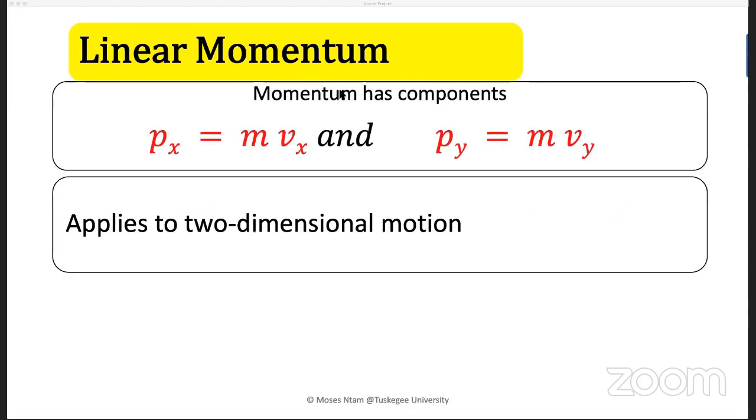So this applies to two-dimensional motion. Now, if an object is moving in one dimension, you don't really need x and y. You would just say p equals m times v, with the understanding that v is in one dimension.